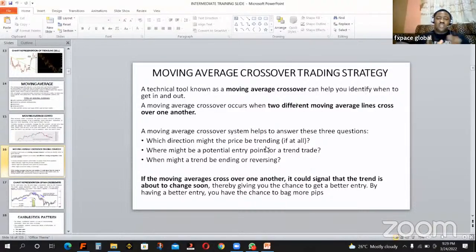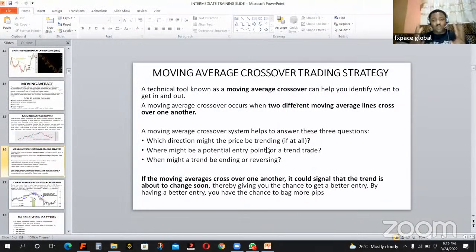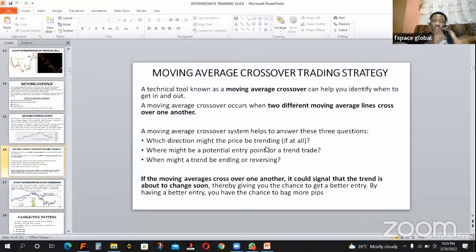When we say a smaller period moving average, it means a period that is smaller when compared with the other. If you have two moving averages, the one that is smaller is the one that is smaller in number. Like if you have 10 and 5, 5 is smaller. If you have 5 and 2, 2 is smaller. If you have 10 and 20, 10 is smaller. If you have 50 and 20, 20 is smaller. If you have 150 and 50, 50 is smaller.